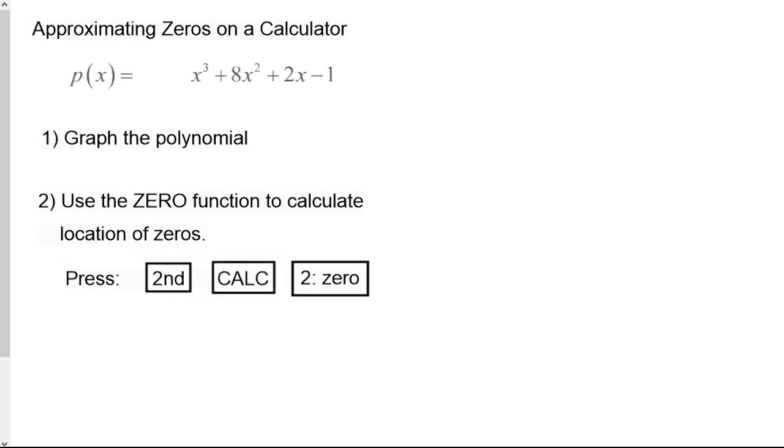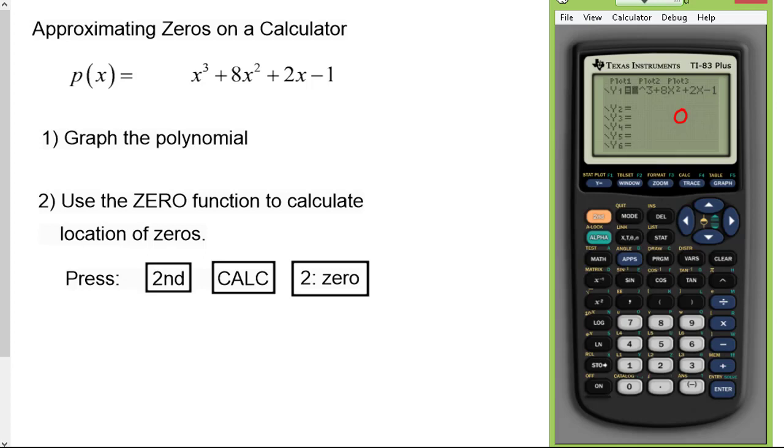So the polynomial I'm going to use here is x cubed plus 8x squared minus 2x minus 1. And let's just walk through finding the zeros here. So I've got it plugged in here. And I'm going to hit zoom and 6 to make sure I'm in the standard viewing window. And there are my zeros. So the first one I notice is over here. It's definitely not passing on an integer, so we need to calculate where that's occurring.